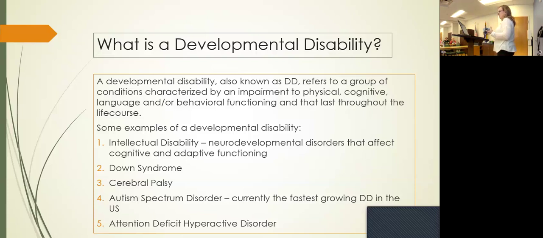When we talk about individuals with DD that are being diagnosed, 1 in 35 individuals are being diagnosed with autism. And then attention deficit disorder. There are others. There are a lot of different categories of disabilities, but those are some of the ones that I think people might be more familiar with hearing.